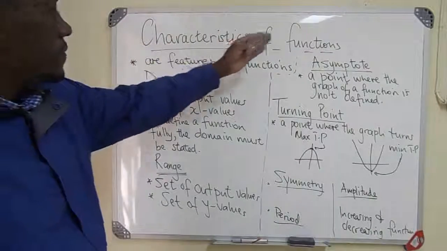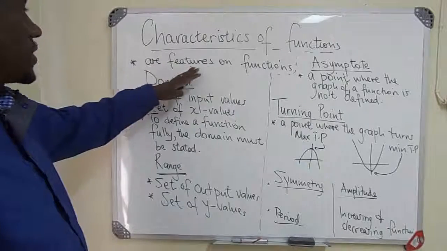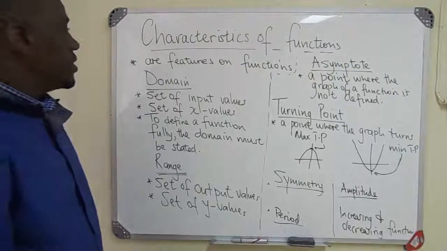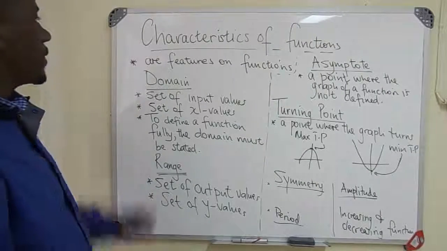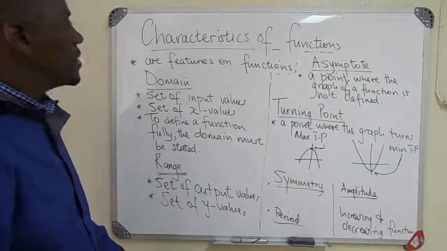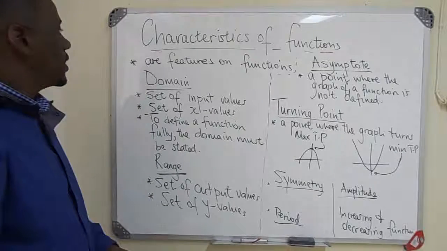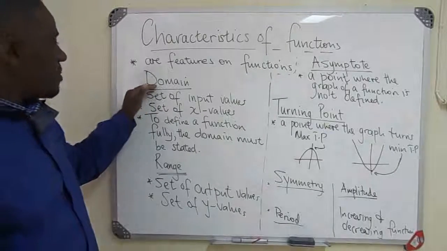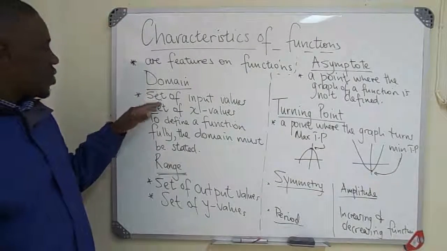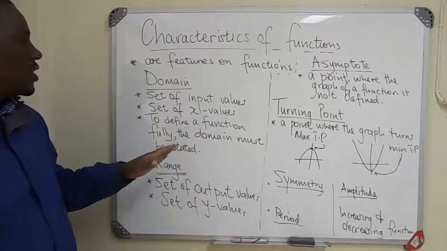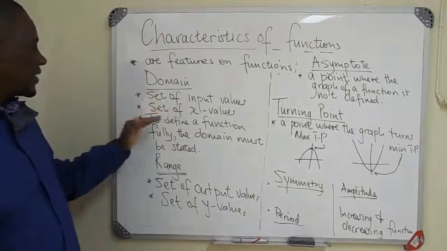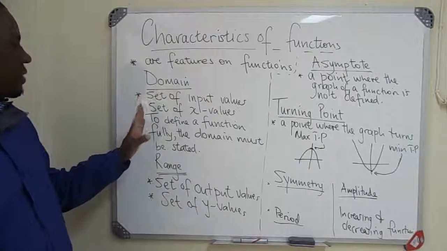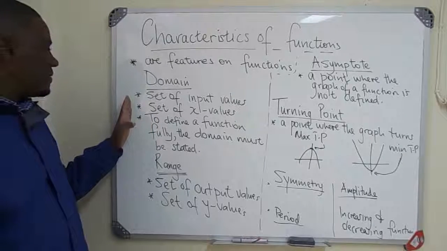Characteristics of functions. These are features of functions. For us to have a function, we need to have characteristics, or how the function behaves. All functions have what we call the input, the domain. The domain is known as the set of input values, or in short we can write it as a set of x values. If you want to sketch or talk about a function, we must have the inputs.